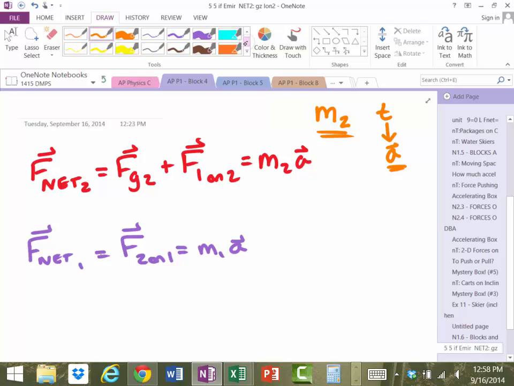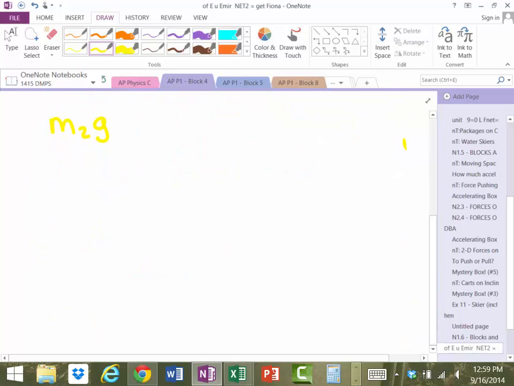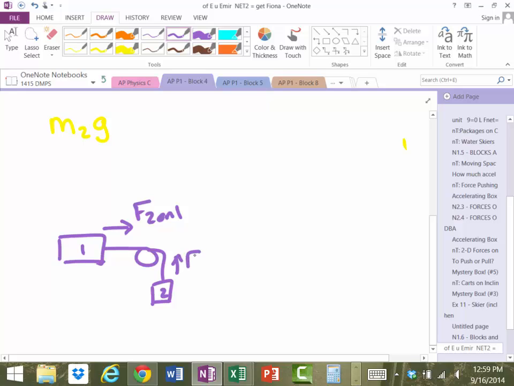Okay, so together, F2 on 1 and F1 on 2 are really the mass times acceleration. Okay, this is 1. Here's 2. So the force of 2 on 1. Here's the force of 1 on 2.